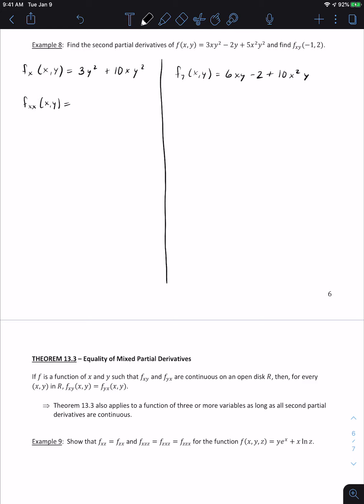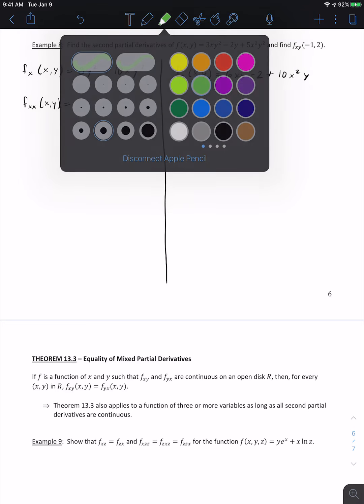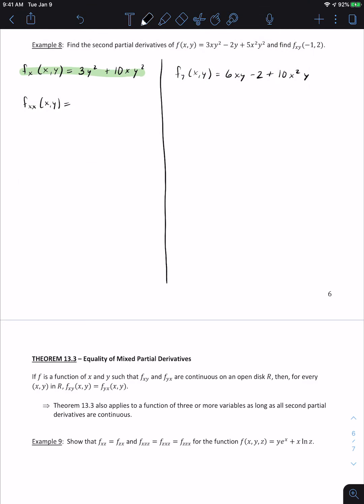So what I'm going to do is go here to the partial derivative with respect to x, which I highlighted in green. And now I look at this and differentiate it with respect to the variable x, treating the y's like constants. If I did that, then the first term has no x's in it, so it goes away, and the second term looks like 10y squared.